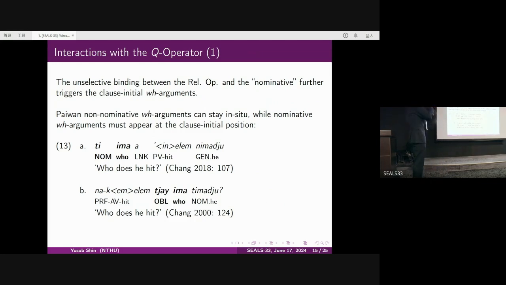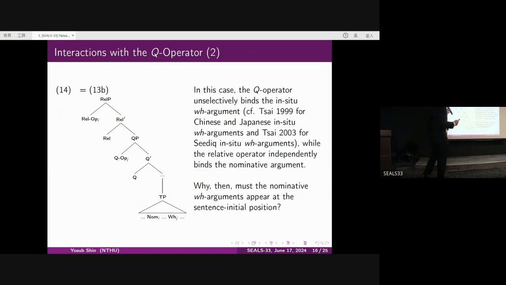On the other hand, in the case of the non-nominative WH arguments, they can and actually they must appear at their base generation position, as you can see in 13b. However, in the case of this 13b example, the WH in situ example, it's actually easier for us to account for it if we adopt Tsai's unselective binding approach to this kind of WH in situ argument.